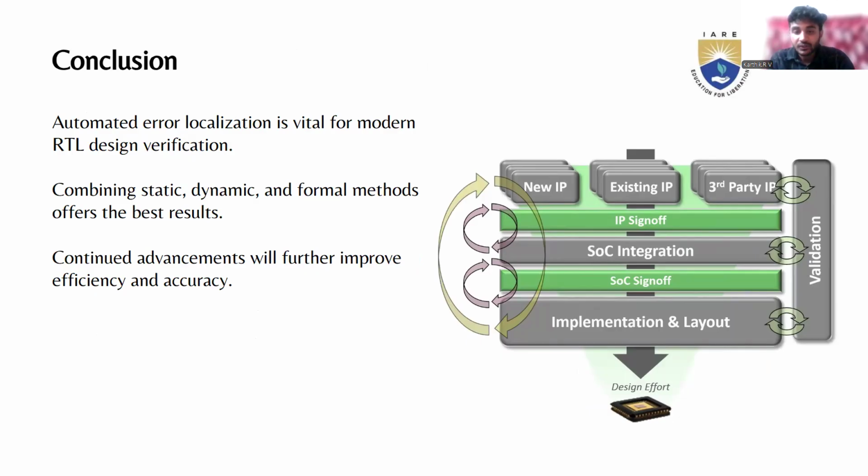Conclusion. To conclude, automated error localization is essential in modern RTL designing. A combination of static, dynamic, and formal methods gives the best results. With advanced AI, the process will become more efficient.